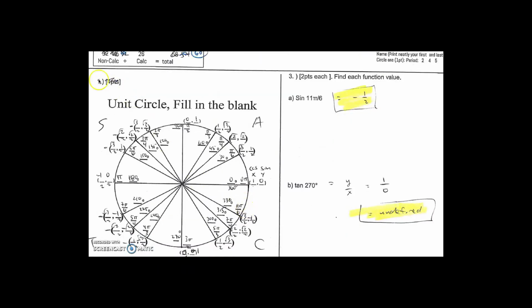Question number 1 just asks you to fill out the unit circle. I have the ordered pairs going around. I also have degrees and radians and the quadrantal ordered pairs. You got a -1 if you missed the negatives or positives, -1 if you messed up on the radians, and another -1 if you messed up on the degrees.